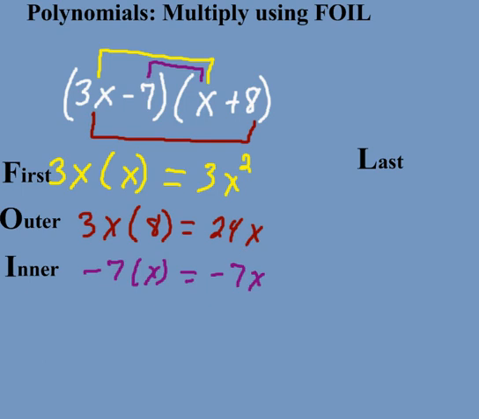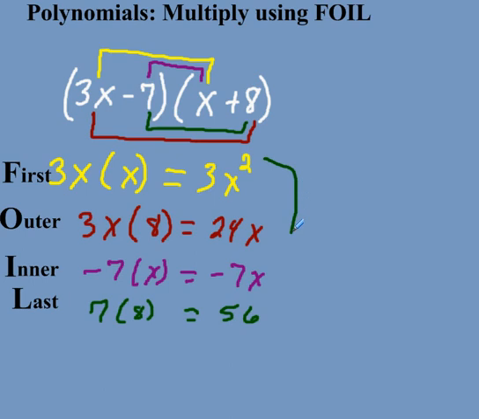And then the last one. The last one here is negative 7 and 8, and that is your last. So let's bring it down here and let's multiply those two. So it'll be negative 7 times 8, which is negative 56.